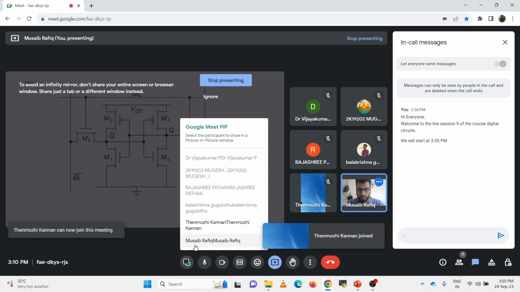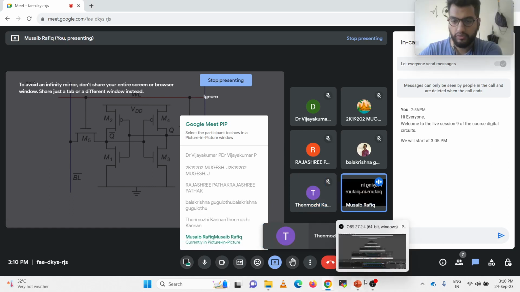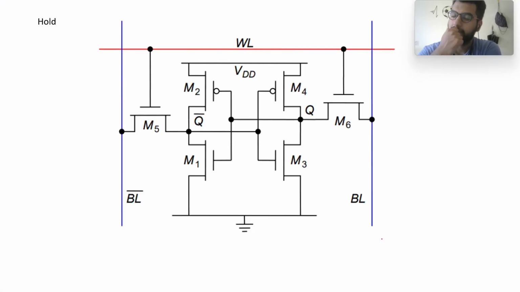So going forward, there are three operations related to the SRAM cell. They are, number one, hold, number two, read, and number three, write. When you talk about the hold operation, it means that the word line is grounded.